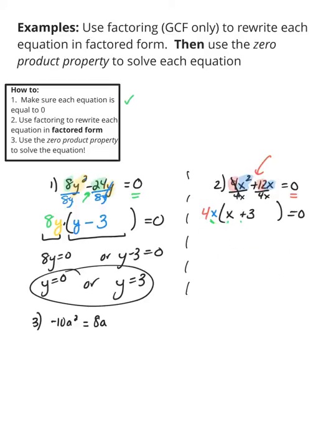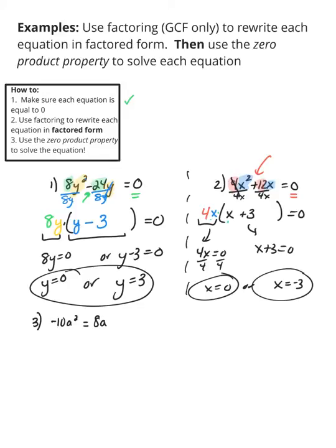But now once we have it in factored form, in other words, it's a product, we can now solve using the zero product property. So either this thing was equal to 0, or this thing was equal to 0. So the two possibilities for x, if we divide by 4, we would get 0, or the other side, we would get x equals negative 3.